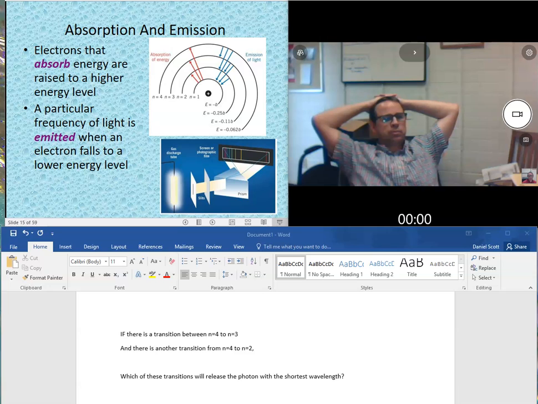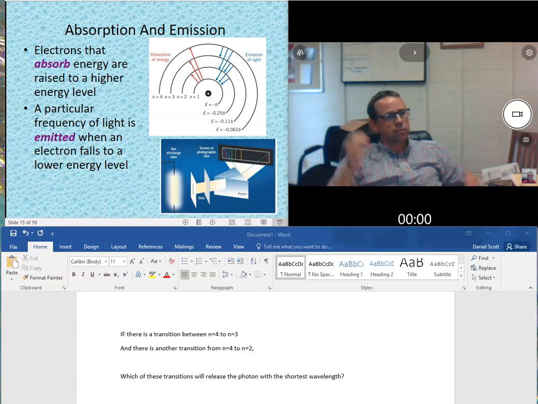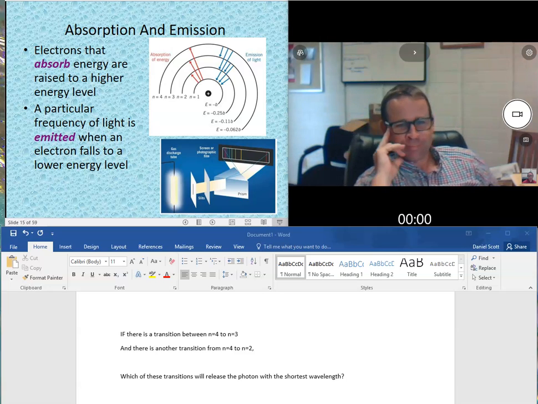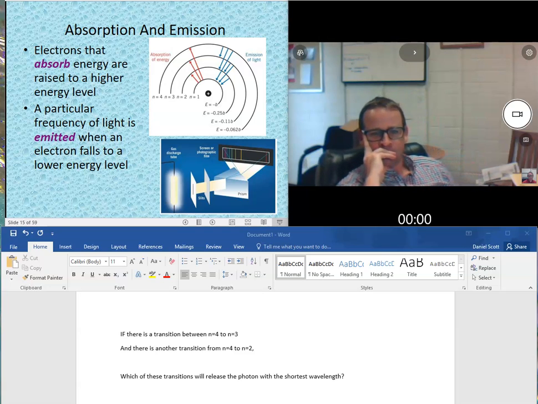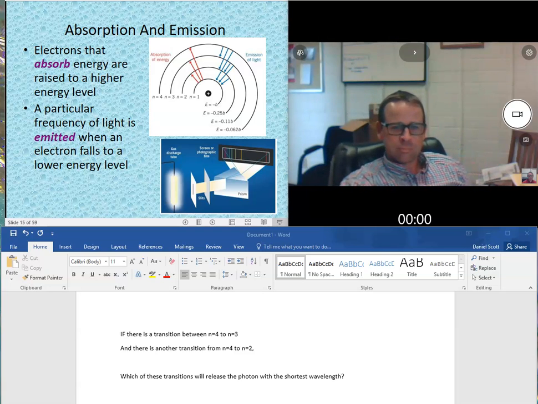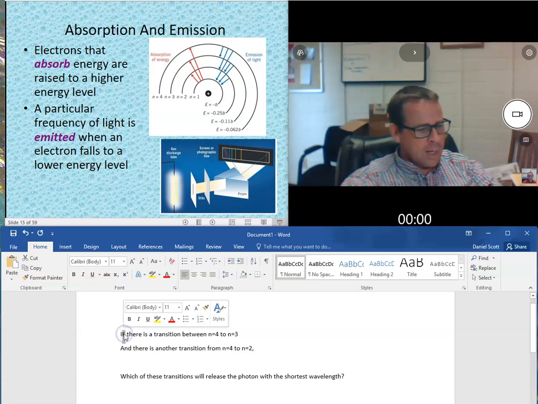Well, I would think that the N4 to N2 would have a wider wavelength. I mean, the shortest wavelength. Why is that? Would it be because there's more light, like it's emitting more light? Okay. Well, what has more energy?